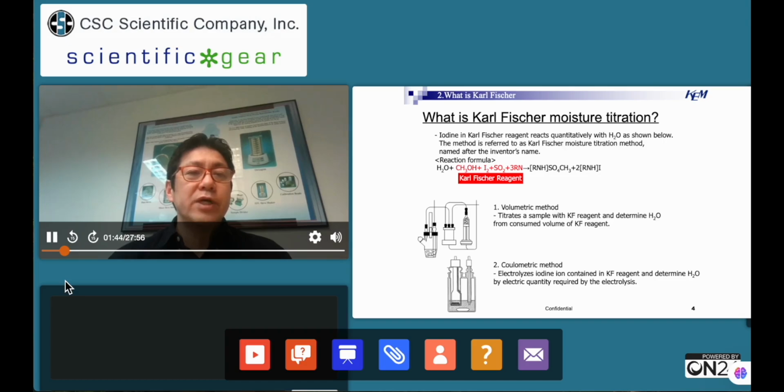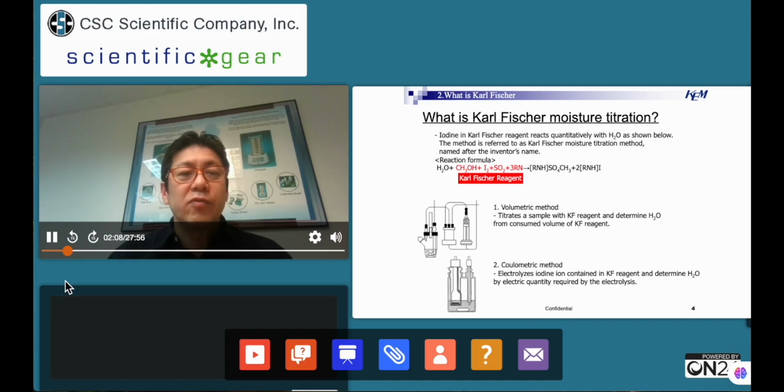Okay, the next slide shows what Karl Fischer is, about the volumetric method and coulometric method. Speaking of Karl Fischer, there are 2 types of methods to measure the moisture content. One is called the volumetric method, and the other is called the coulometric method. And please pay attention here.